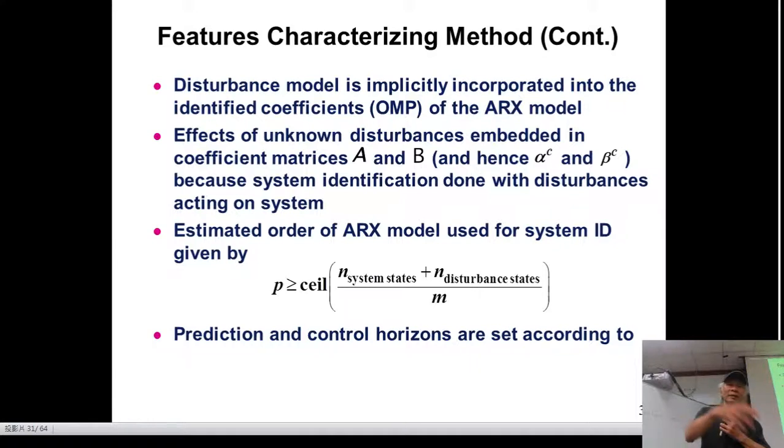On the other hand, if I give you p equal to 2 and m equal to 1, then what is your system state n?